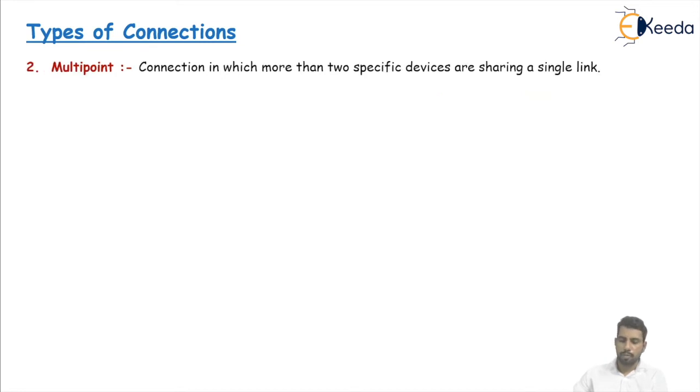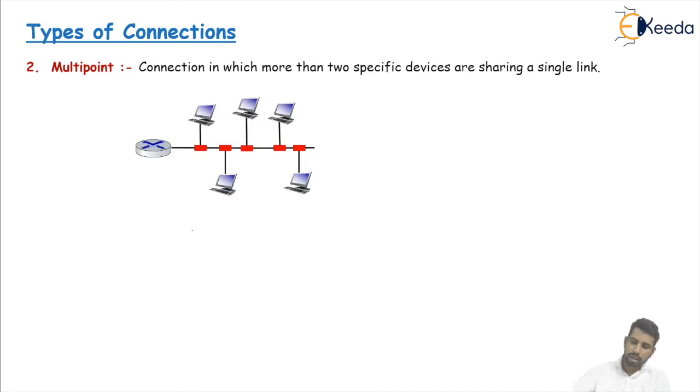Now the second is multipoint. From the name, we understand that multiple machines are connected through the wire. Here you see this is our switch or router and a device, and this machine is also connected to the same link. This machine is also connected to the same link. All these machines are sharing this particular wire. The communication channel is shared by machines, and packets sent by any machine are received by all these devices. So to identify who is the sender and who is the receiver of the message, we need an address field, and that address field is attached with the packet or the message.